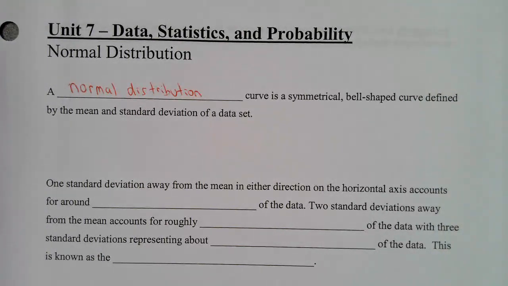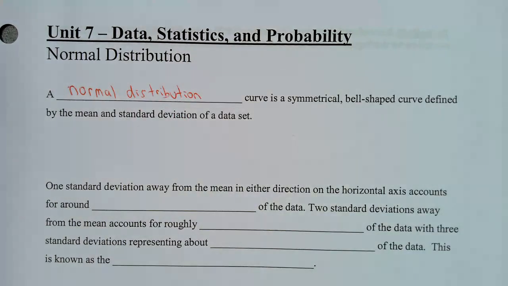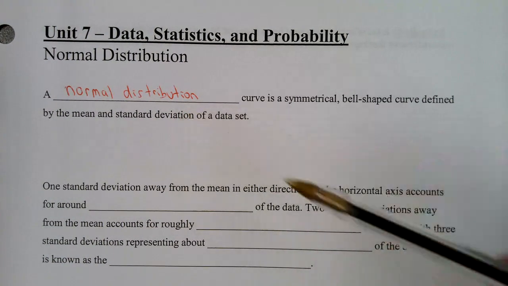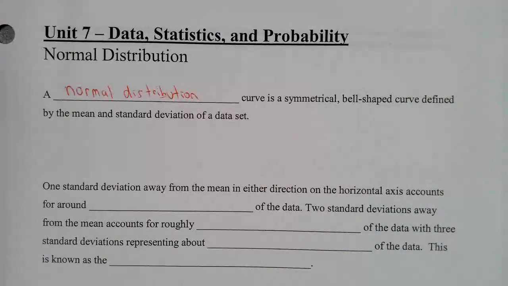Now you should remember that the mean is the average, and standard deviation is a number that tells you how far spread out the data is. If a data set has a high standard deviation, that means the numbers are spread apart. If a data set has a low standard deviation, then that means the numbers are really close together.